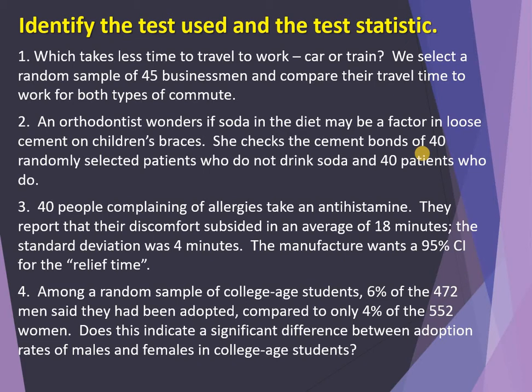So I know, looking at number 1, that I'm going to be using t's. It says which takes less time to travel. So I can either do a confidence interval or a hypothesis test. Is this going to be a 1 sample or a 2 sample? Do I have 1 set of data? Do I have 2 sets of data? I have 2 because I have car and train.